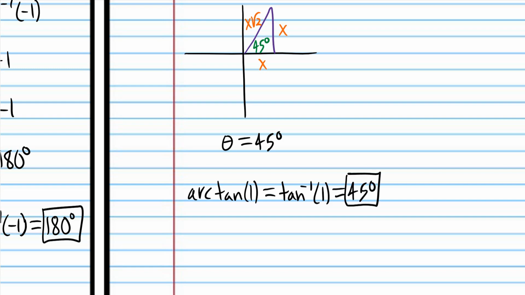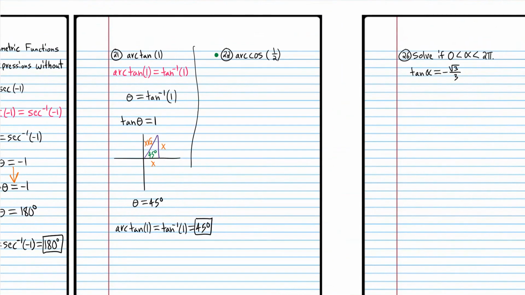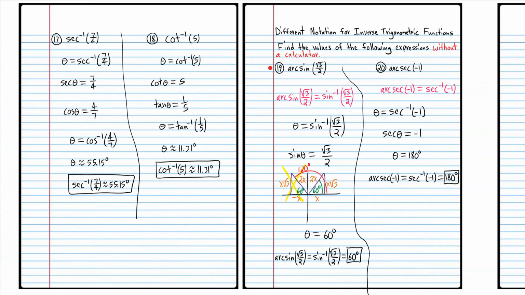Now again, you don't have to write all of this stuff. I'll probably be satisfied if you just write theta is equal to 45 degrees. This is just showing you what we found. So I want you to use 19 and 20 to help you do number 22, and when you come back we'll do it together.